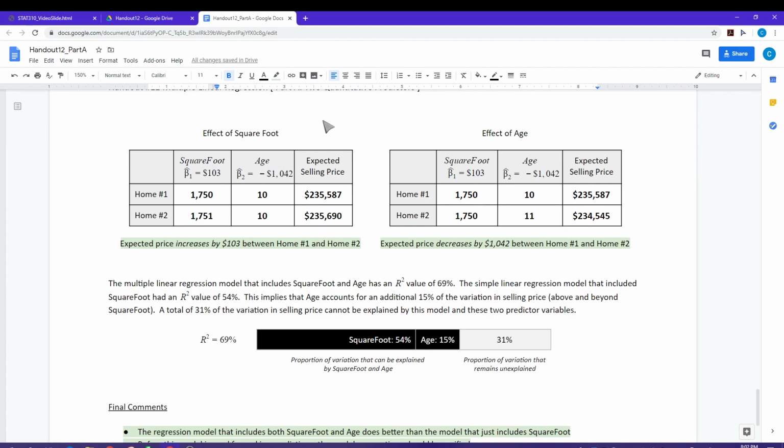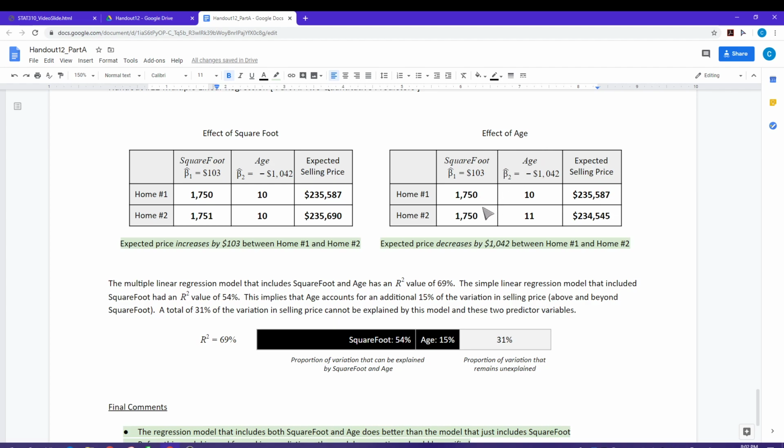I communicated that in the following tables here. So on page 6, we can see that this first home has square foot 1750, the other has 1751. So I'm giving home 2 just 1 additional square foot. The age is the same, and I can see the math here. So just plugging these values into the equation, the expected selling price for home 2 is increased by $103.